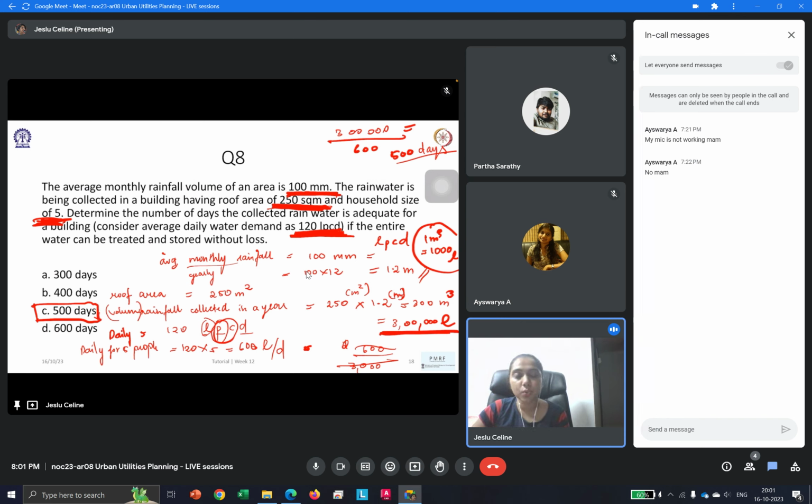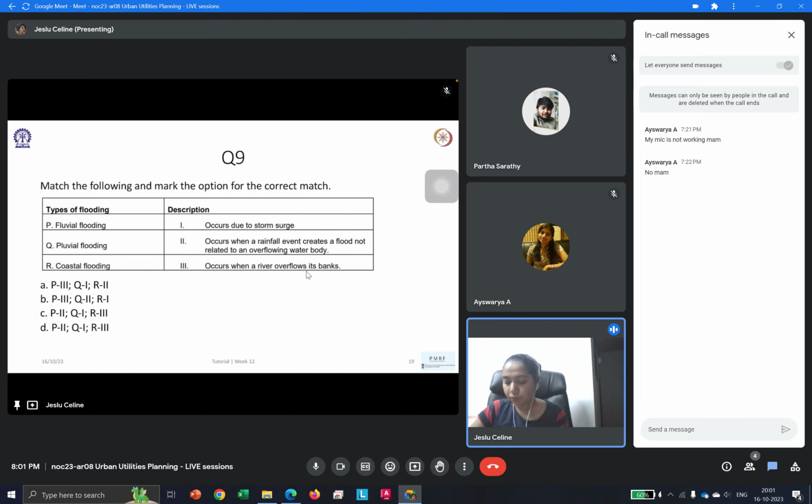Any doubts in this question? No doubts. Okay, very good. Let's proceed further. Question 9. Match the following and mark the option for the correct match. Different terms are given for different flooding types, and we need to match the description.